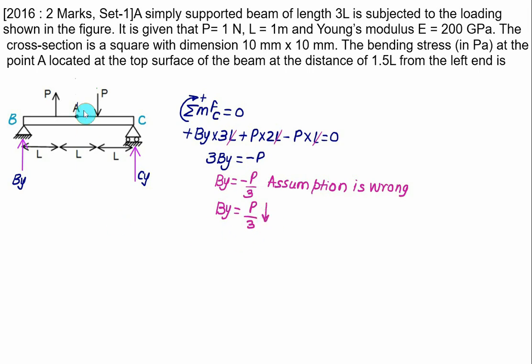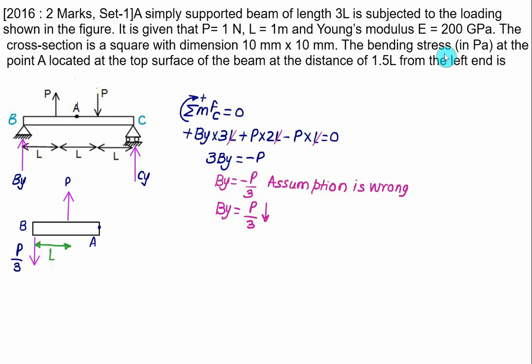Now we'll cut at point A here, and we'll show one more FBD to find the bending moment at point A. So at point B here, we have By shown downward, and this value is equal to P by 3. This force acting is equal to P. The distance between these two points is, that is P by 3, and P is equal to L. So this distance is L.